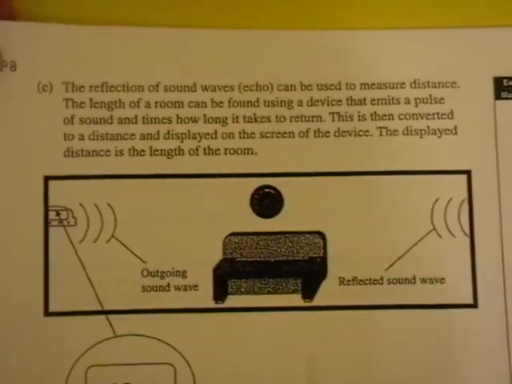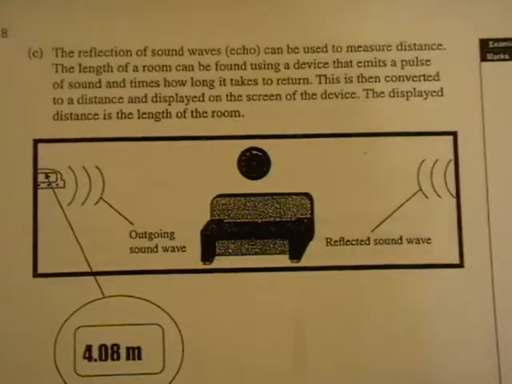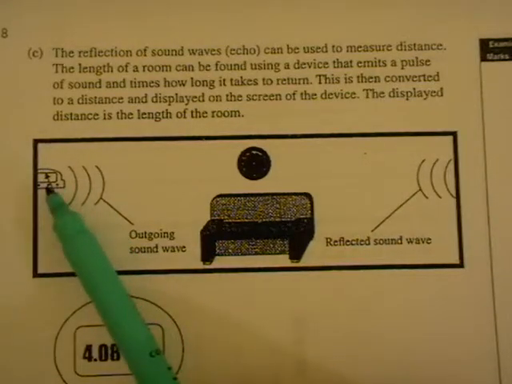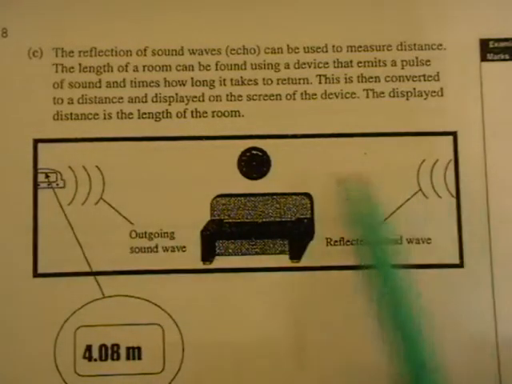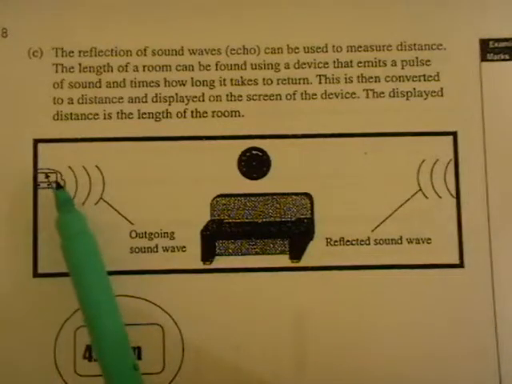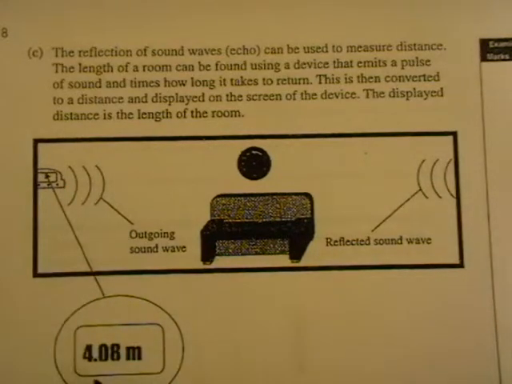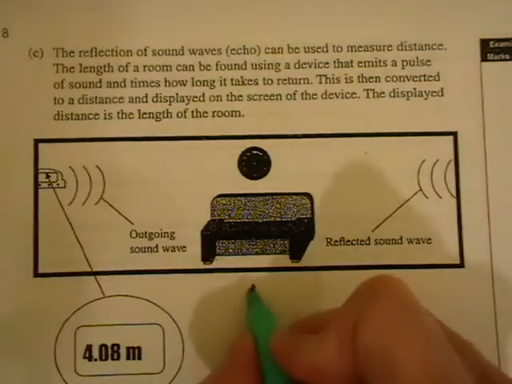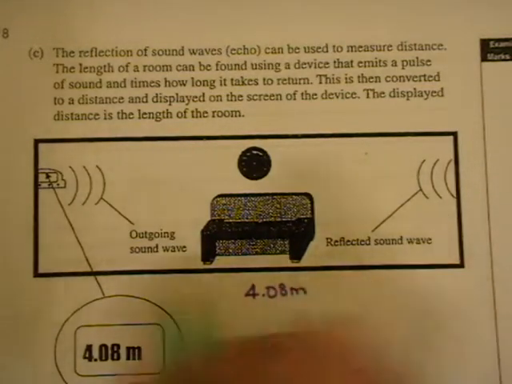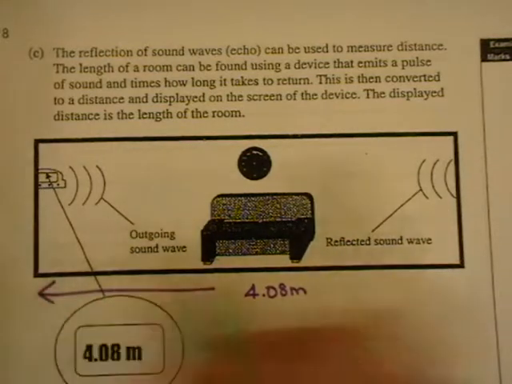Part C, the reflection of sound waves or an echo can be used to measure distance. The length of a room can be found using a device which emits a pulse of sound and times how long it takes to return. This is then converted to a distance and displayed on the screen of the device. The displayed distance is the length of the room. And so you can see there that the length of the room, 4.08 metres, is from there to there.